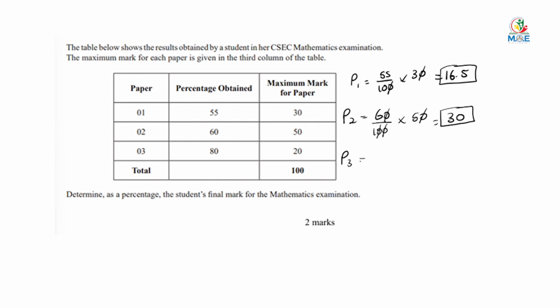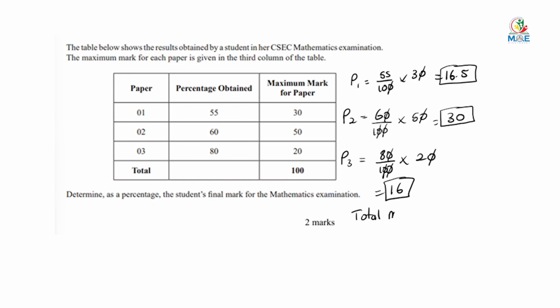And in paper 3, she received 80% of 20. So it's 80 over 100 multiplied by 20. So this zero goes with that zero, this zero goes with that zero. 8 times 2 is 16. So she received 16 marks in paper 3. So in total, our total marks will be 16.5 plus 30 plus 16. So this will give us 62.5. So we received 62.5 out of 100.